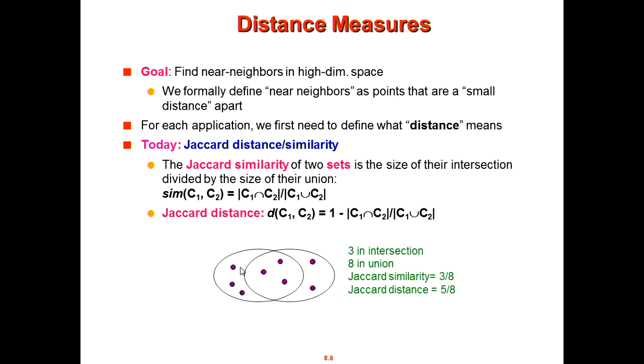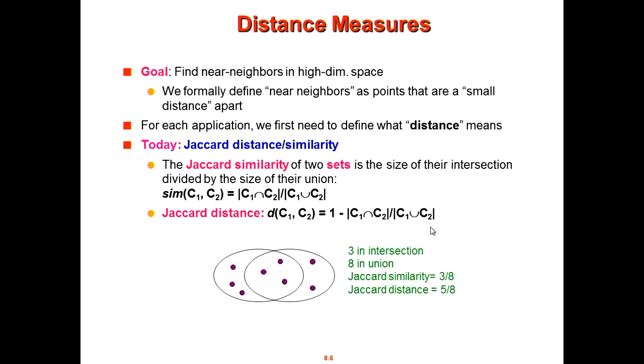So this one has 6 points, this one has 5 points, and they have 3 points in common, and together they cover 8 points. So the intersection is 3 and the union is 8. As a result, according to the definition, the Jaccard similarity is 3 divided by 8, and the Jaccard distance, which is 1 minus the similarity, is 5 divided by 8.